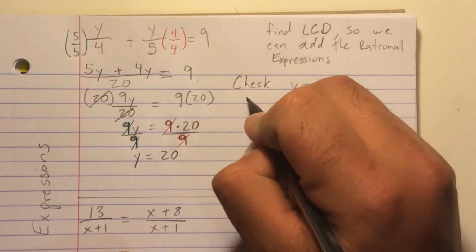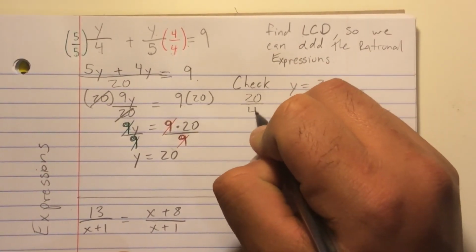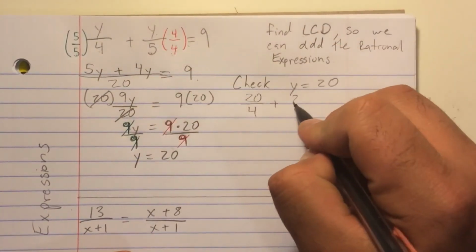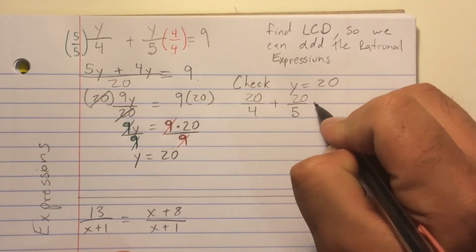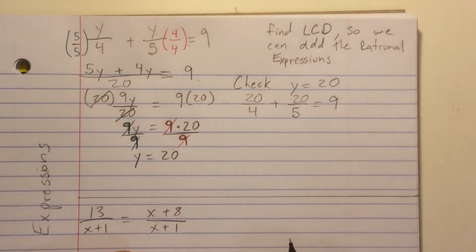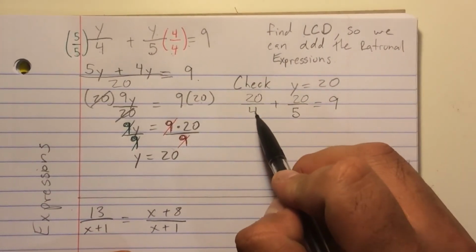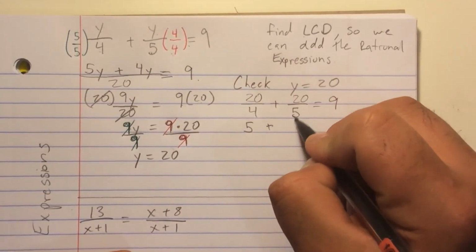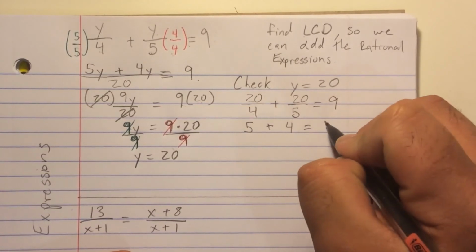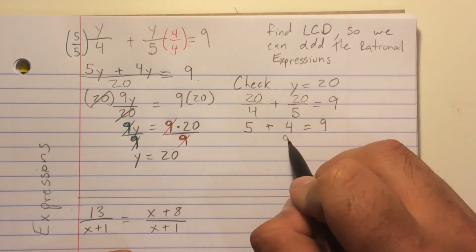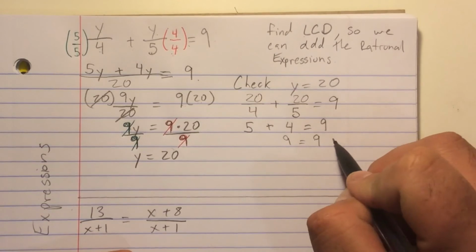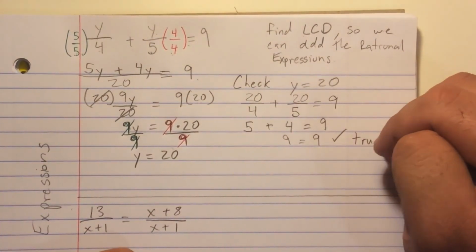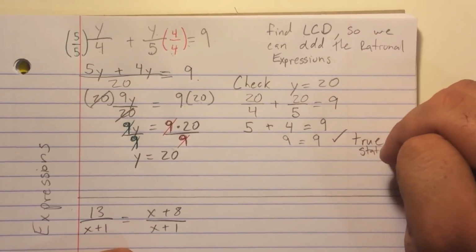So we have y is 20 over 4 plus 20 over 5 equals 9. I know that 20 divided by 4 is 5, and I know that 20 divided by 5 is 4, equals 9. 5 plus 4 is 9, equals 9. Check. So we did our check so that we know this is a true statement.